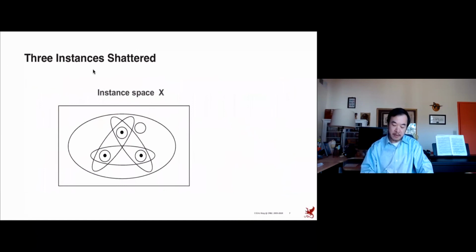So here I have an instance space of X. These are 3 data points. They're just positioned in this way.